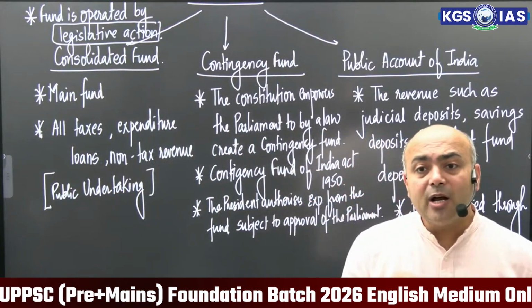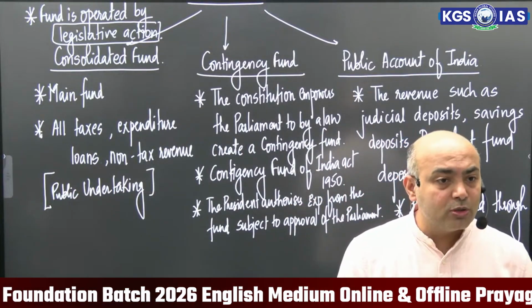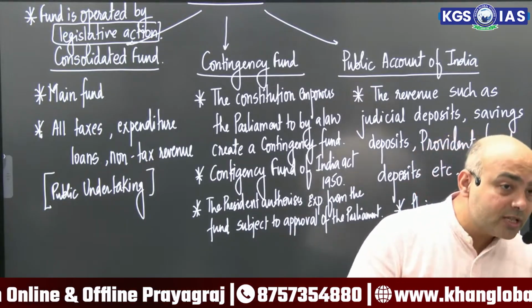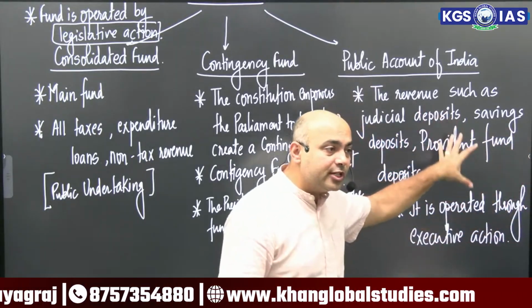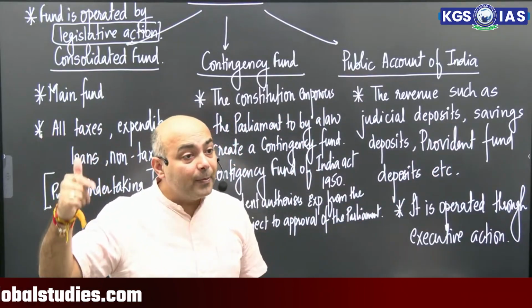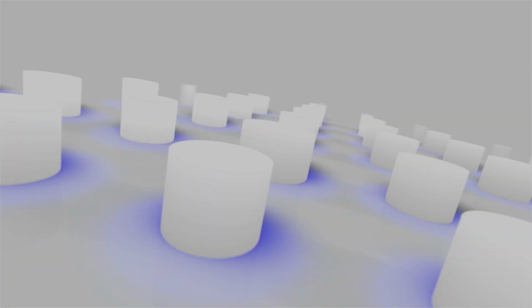So most of the states have not created a contingency fund. And then comes public accounts. It is also the case for the states. Those moneys which come to the states in the form of these kinds of deposits are submitted in the what? Public accounts of the state.